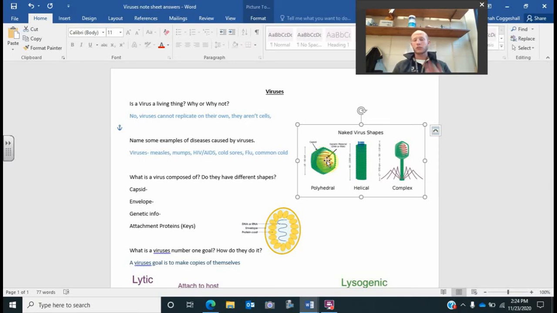So we do have 3 different shapes. We have the polyhedral virus. Poly means many, so this is many sides.